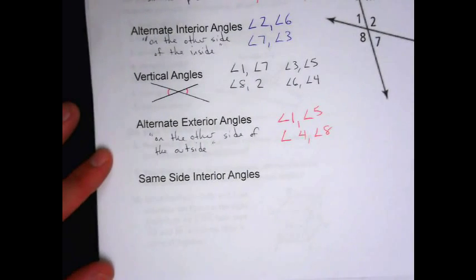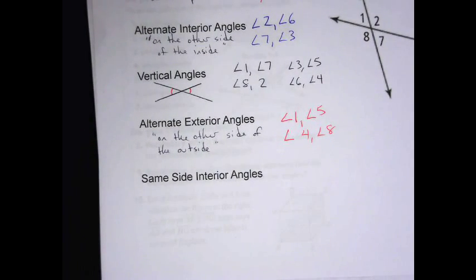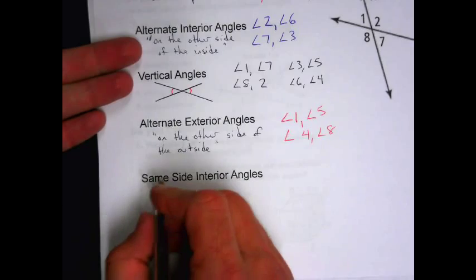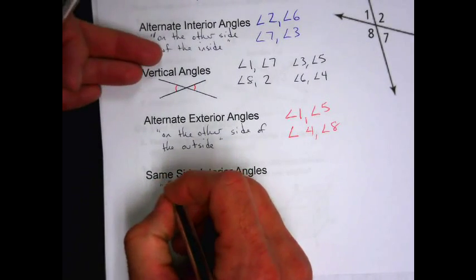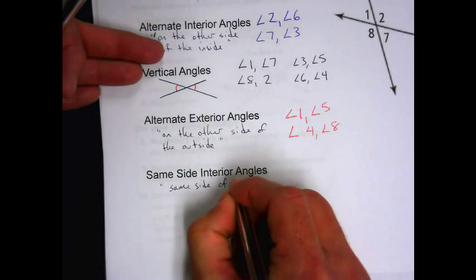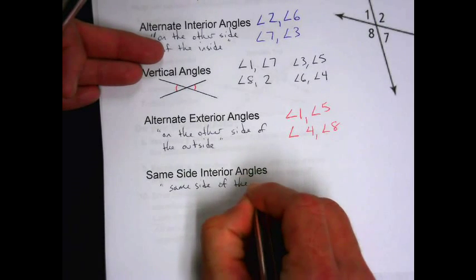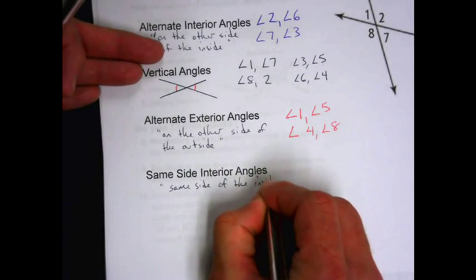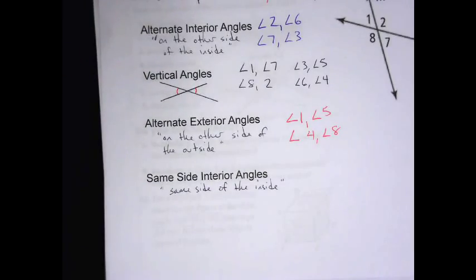Okay. Now, same side interior sounds exactly how it sounds, right? It's what it is. So if we're going to talk about Kat's vocabulary, I'm going to say it's on the same side of the inside, right? Same side of the inside now. Because interior is inside. Look at all this vocabulary you're learning, right?